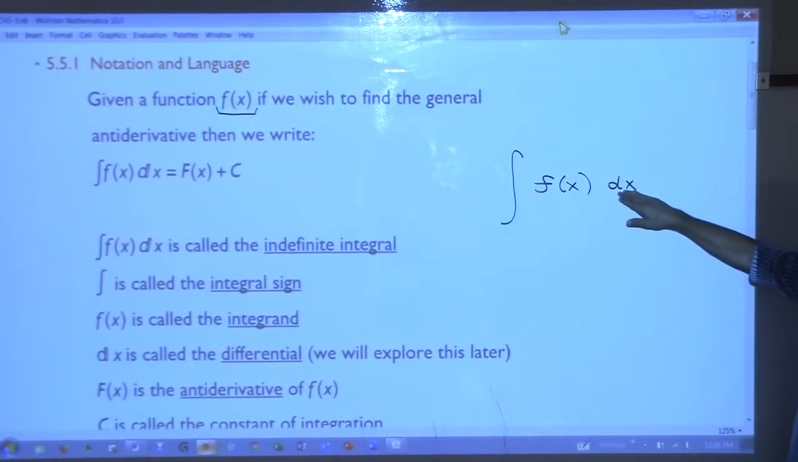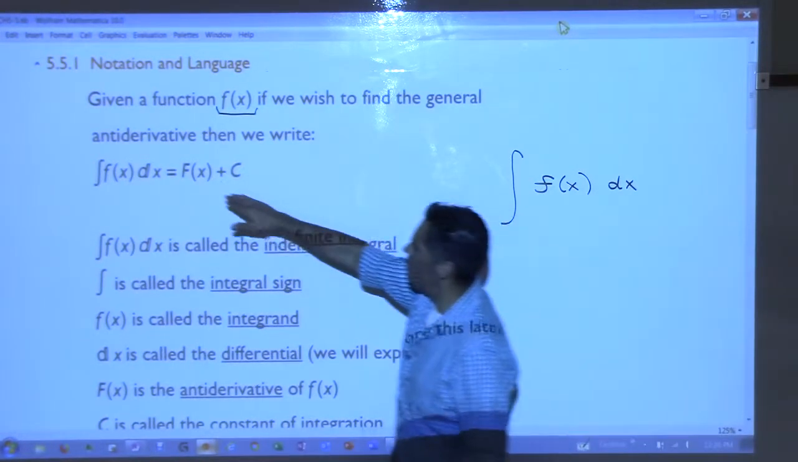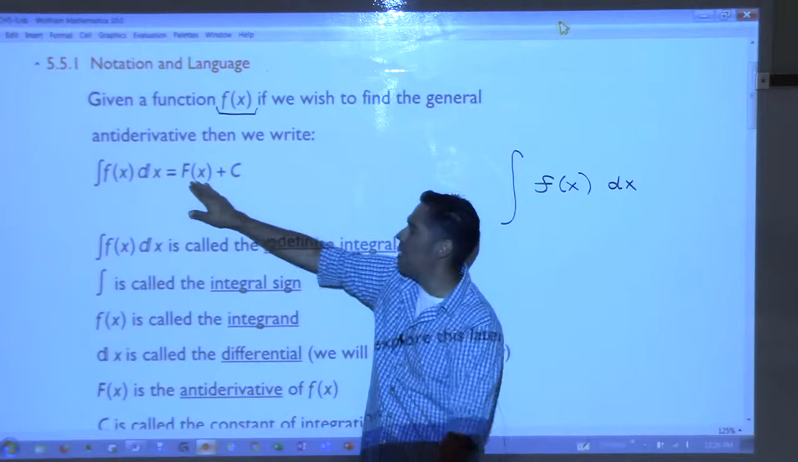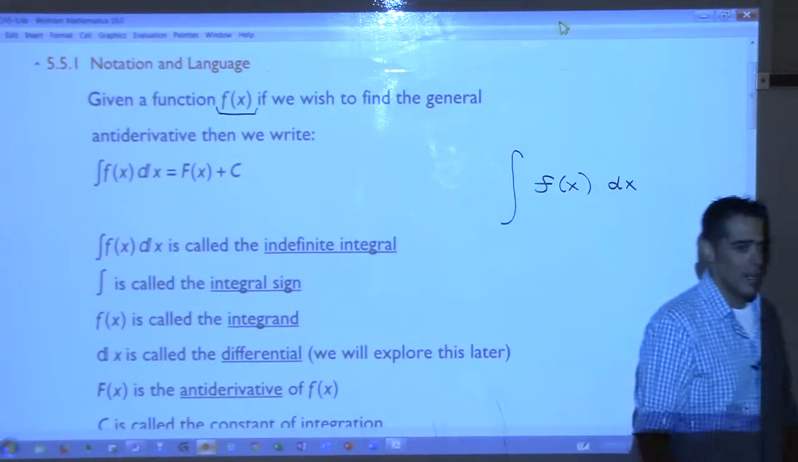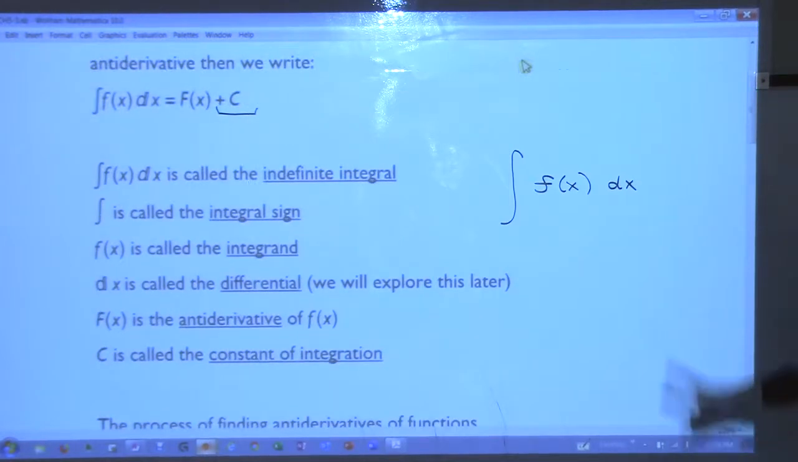This is called the differential. Anything else I'm missing? Oh, the capital F of x over here is called the antiderivative. And the c actually has a name. It's called the constant of integration.